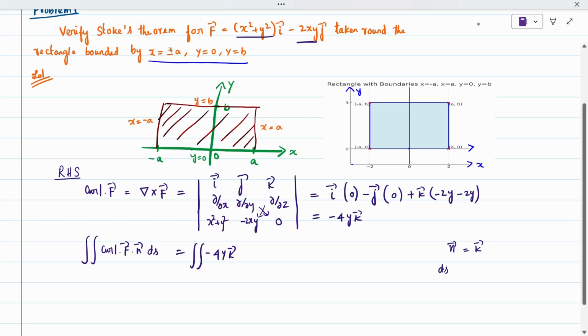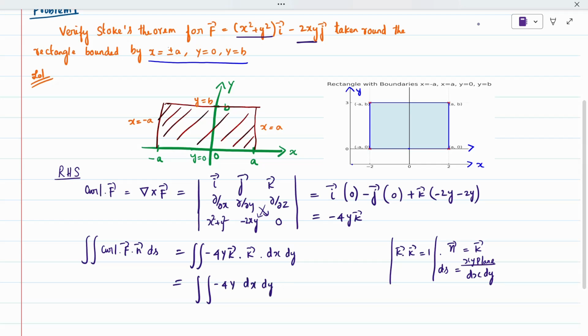So dS, for our plane xy, means dS is nothing but dx dy. We substitute k vector instead of n vector. We know the dot product of k vector with k vector is 1. So next I will write the double integral of minus 4y dx dy, or dy dx, your wish. Then I can write dx dy.